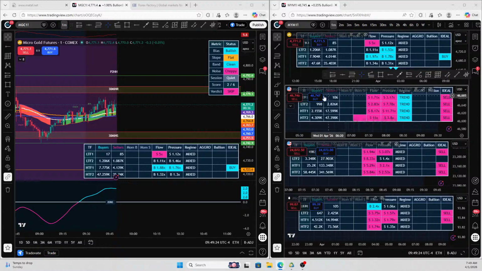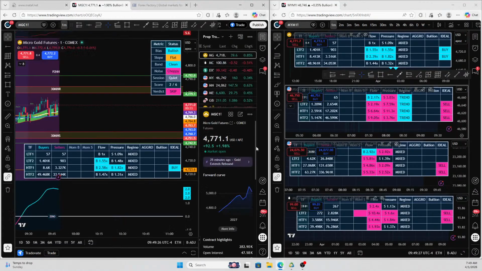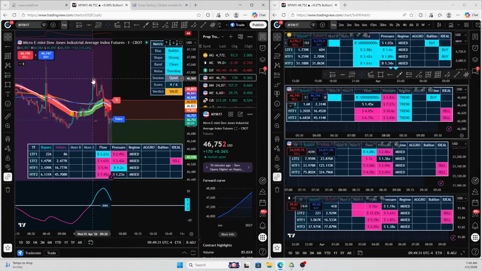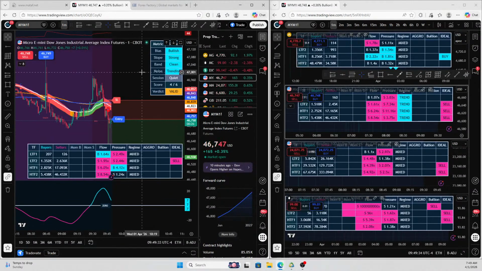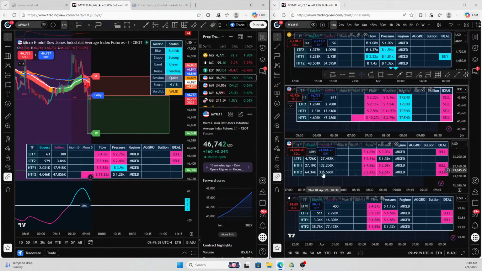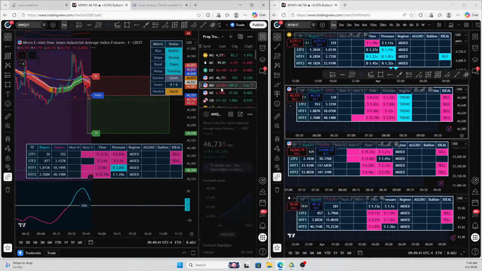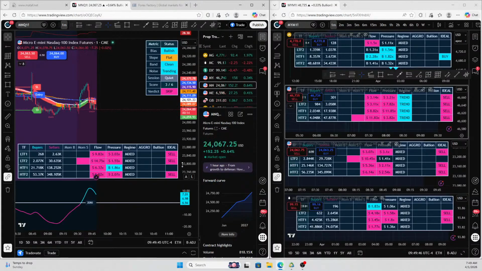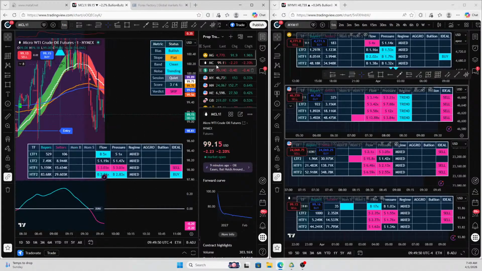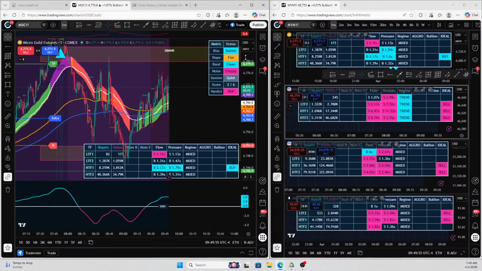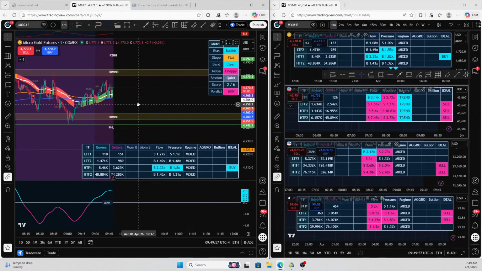Okay, we see Dow is selling right now. Let's quickly take a look at it. You see MNQ pushing down. Oil is even trying to dump. So let's see what gold does.